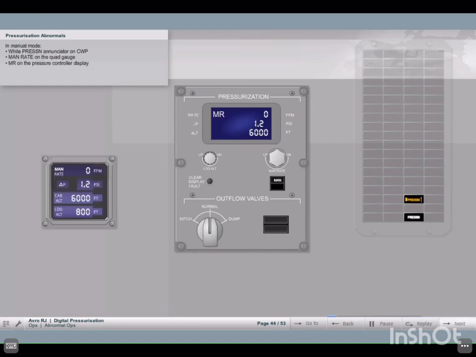When operating in manual mode, the white pressurization annunciator is displayed on the central warning panel, with manual rate on the quad gauge, and MR on the pressurization controller.